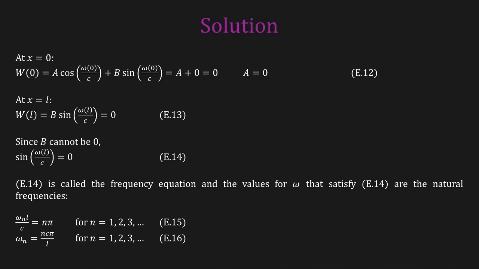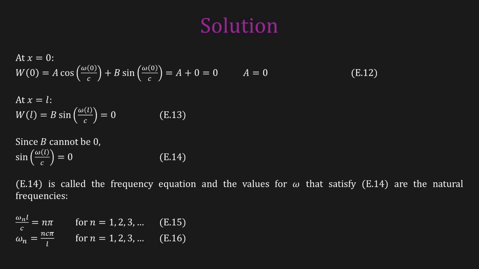Equation 14 is called the frequency equation, and the values for omega that satisfy this equation are the natural frequencies. We know that the arguments of sine that give 0 are all multiples of pi. So when omega L over c equals n pi, where n is a natural number going from 1 up to infinity, it will give us the frequency. Solving for omega, we get that omega n equals n c pi over L.